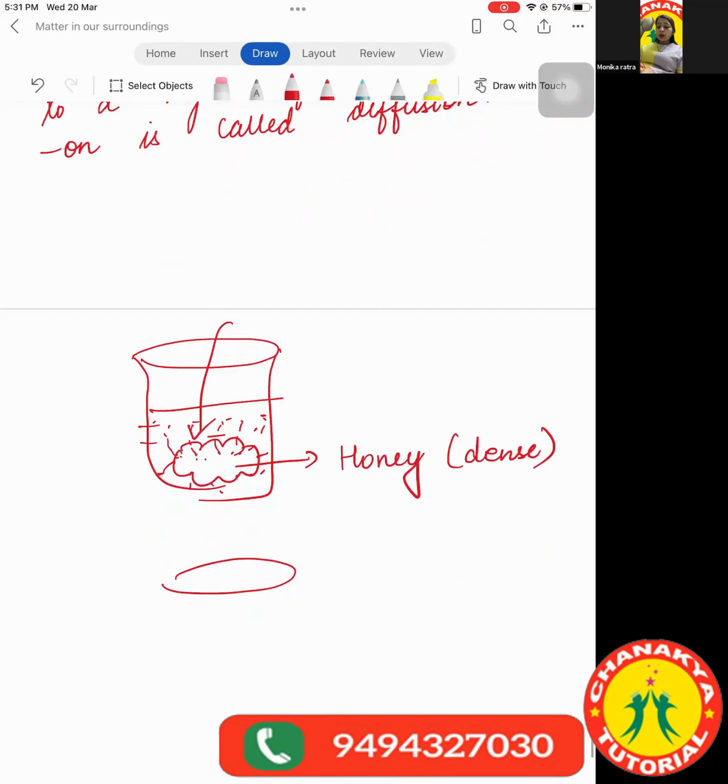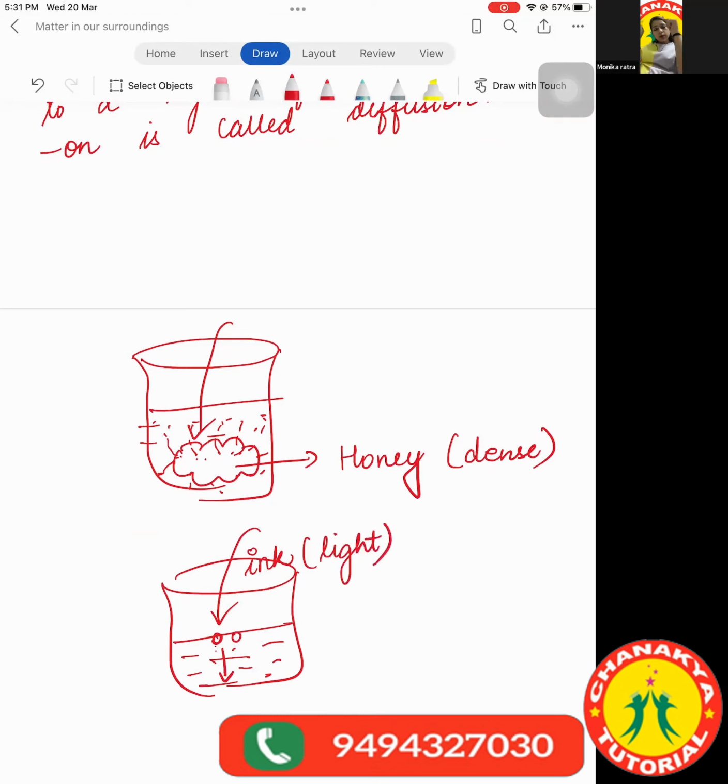Whereas if we talk about ink particles, the same water we take, and if we drop some ink particles into it, then what are we going to observe? The ink particles tend to move from up to downwards. Why so? Because the ink particles are light in weight. So since they are light, they gathered at the top and then they tend to move down. Clear everyone?